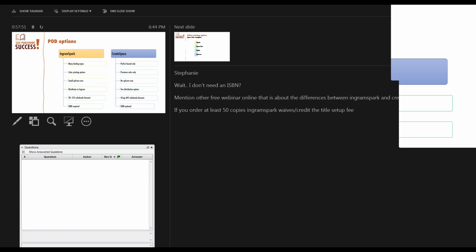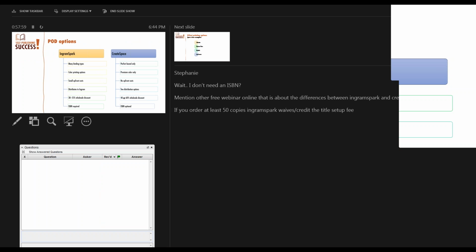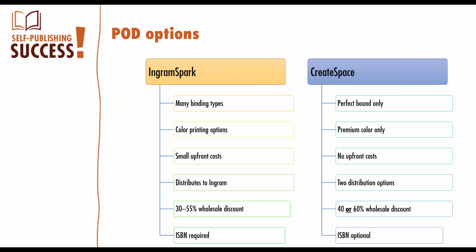So I do suggest it sometimes if you're really on a budget and this isn't something you're looking to do as a long-term business. Maybe you just have a one-off book that you want to get out, a book of poetry.